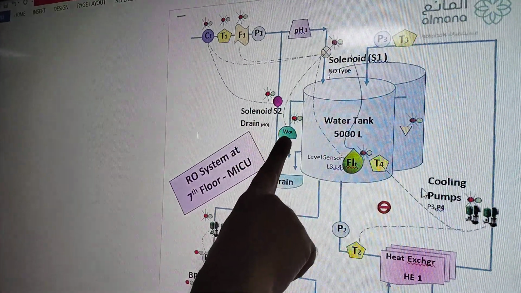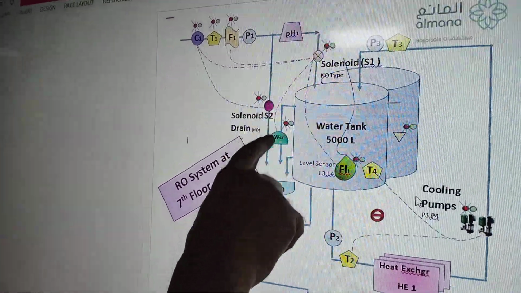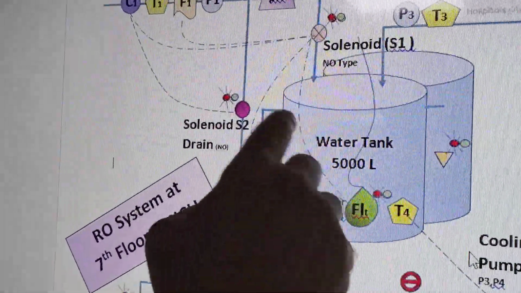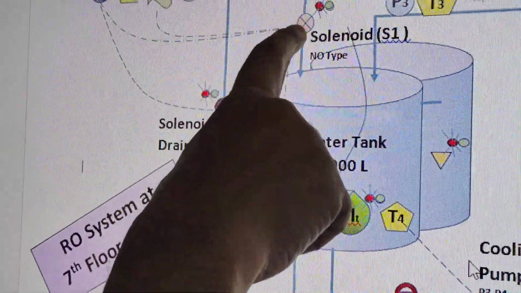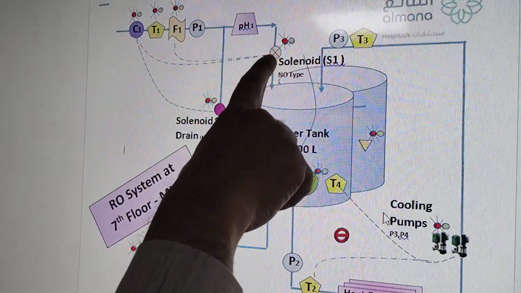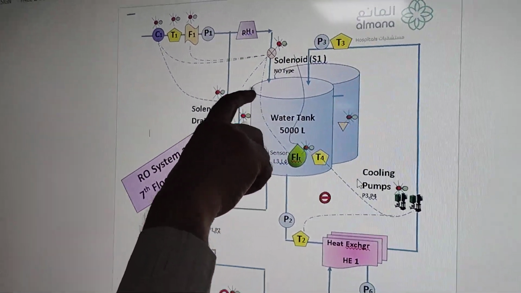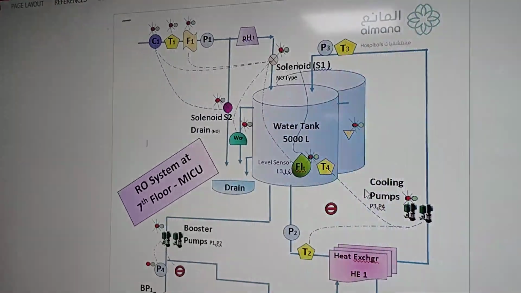And then there is a water overflow sensor. Suppose there is any leak in the solenoid or the water is overflowing, then it will detect it and switch off this solenoid. And it will give an alarm whenever there is a water overflow. If it is filling beyond the limit, then it will give an alarm.